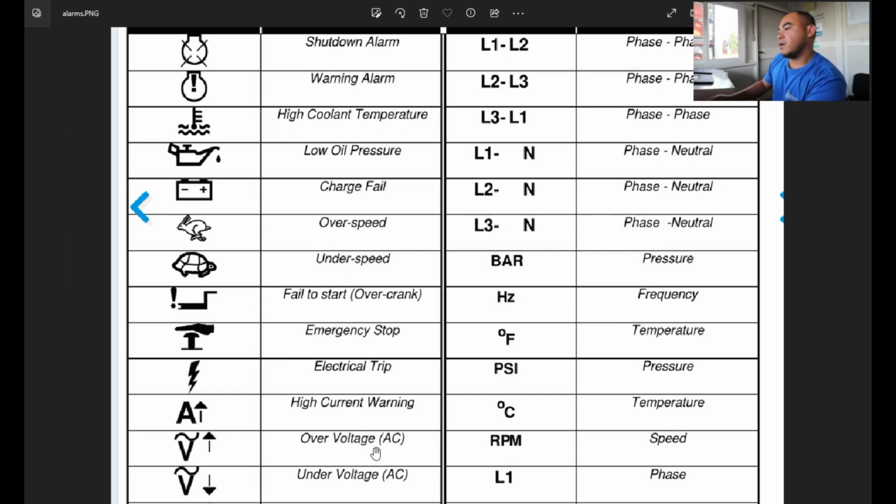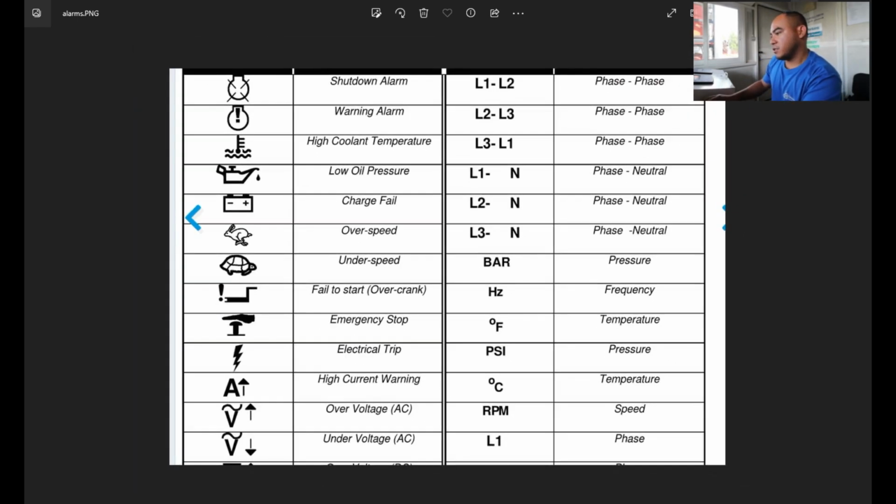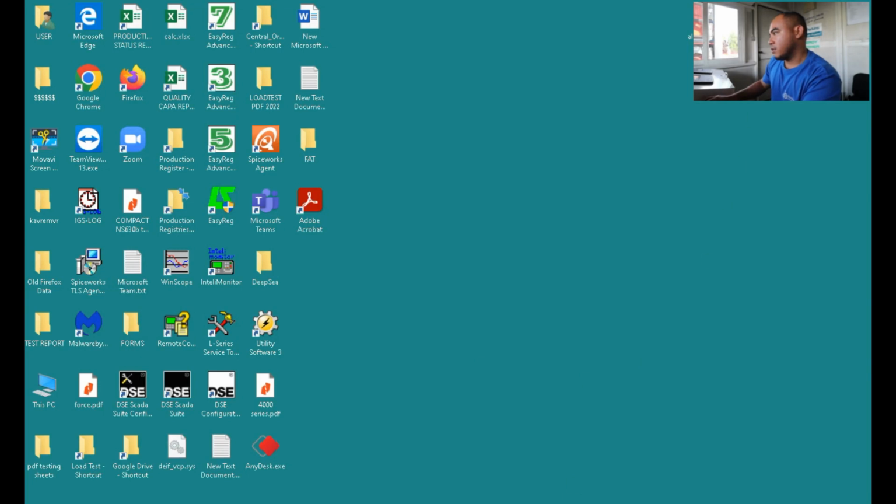Okay, so next is our under voltage, almost the same as over voltage. You have to look at your configurations, and your wiring connections of the alternator, if they are correct according to your configurations and your voltage parameters output. Okay, so we have another picture I'm going to show you, so just wait for a while.